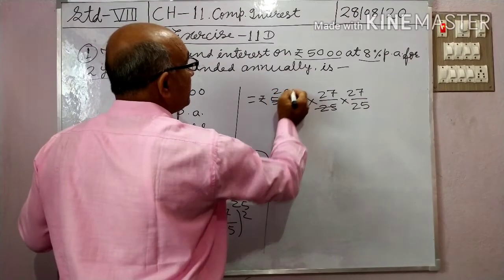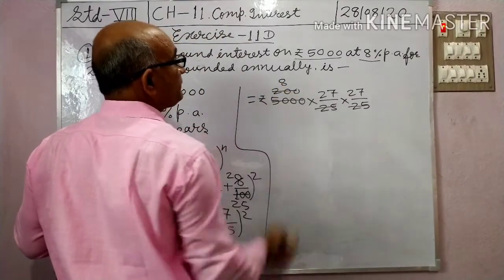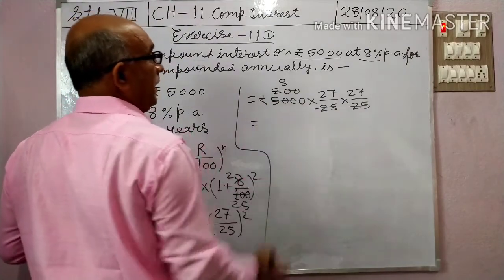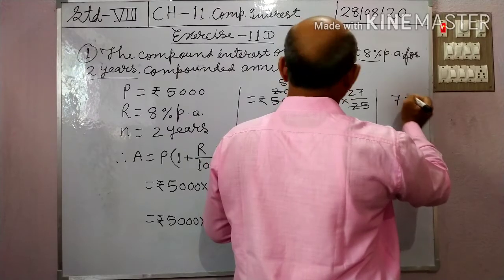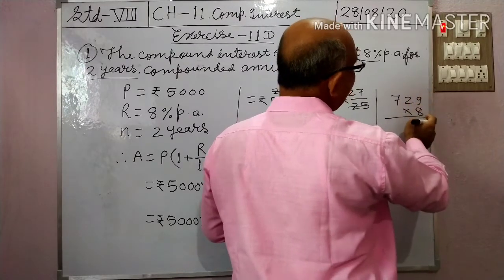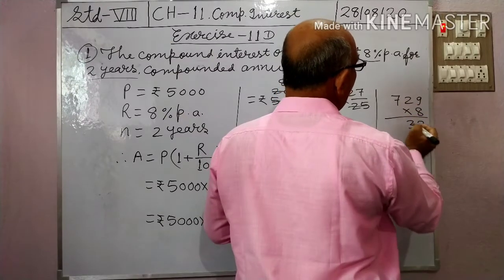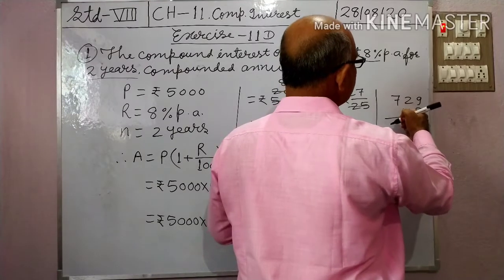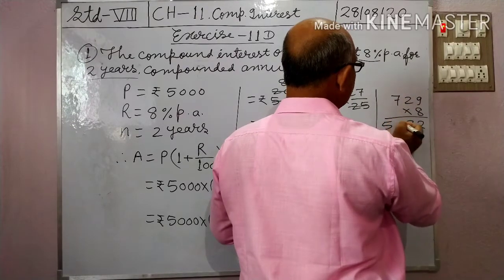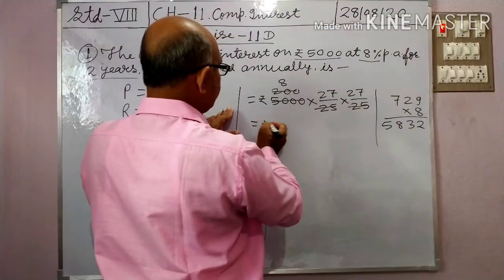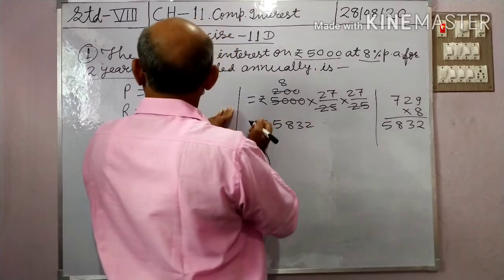25 into 8 is 200. Now multiply 27 and 27, 729, multiply 8: 9 times 8 is 72, write 2 carry 7; 2 times 8 is 16 plus 7 is 23, write 3 carry 2; 7 times 8 is 56, 56 plus 2 is 58. Rupees 5,832. This is the amount.